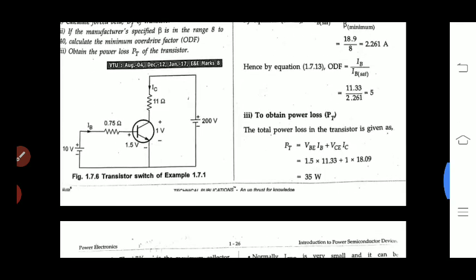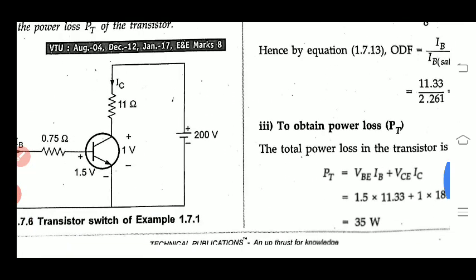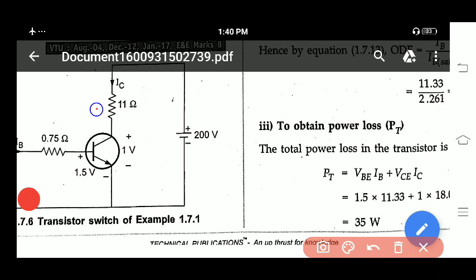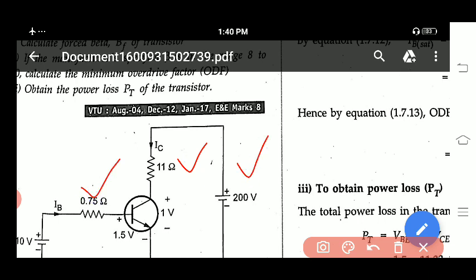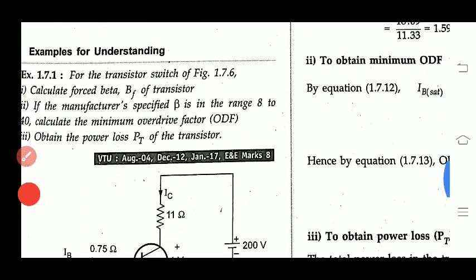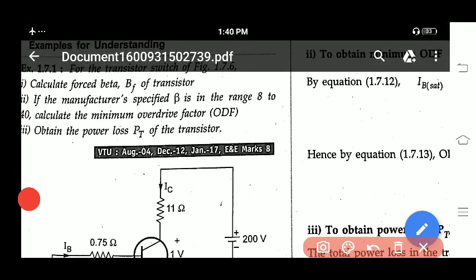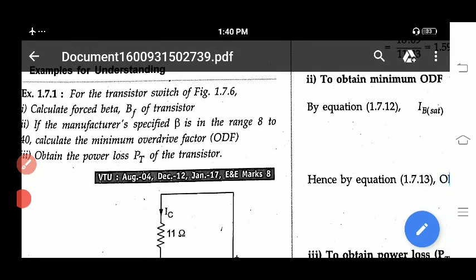Next we'll solve one simple problem related to this. Here in this circuit, what is the voltage in between collector to emitter, VCE? That is nothing but 1 volt. In between base to emitter, the voltage is 1.5 volt. This resistance is RC, this is RB, this is VCC, this is VBB. With respect to this we can solve. We'll see what parameters they have asked you to calculate. Calculate forced beta.